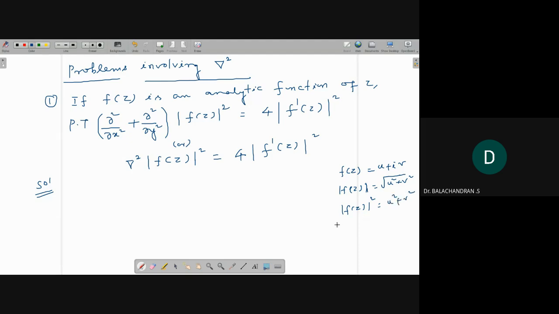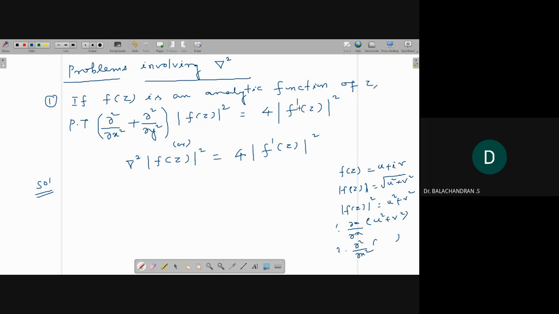So first you should differentiate with respect to x, and then take the second derivative, that is dou square by dou x square of the same thing. Similarly, dou by dou y of u square plus v square, and then dou square by dou y square of u square plus v square. So that is the left hand side.